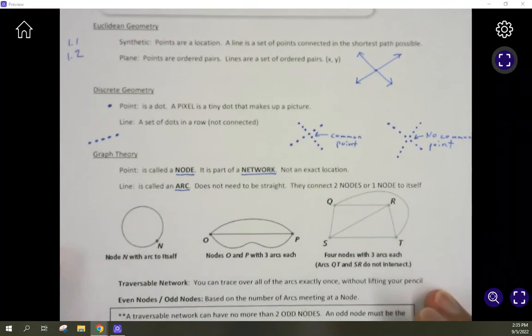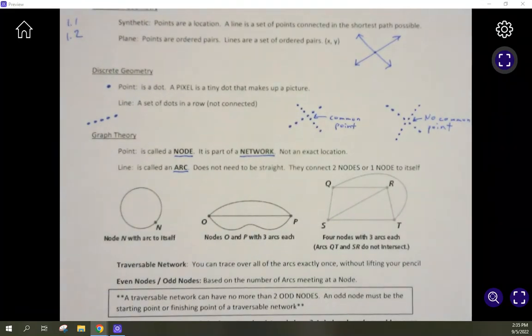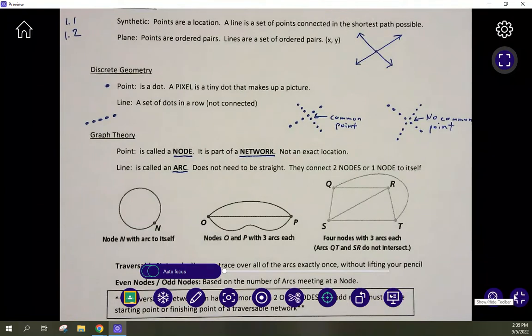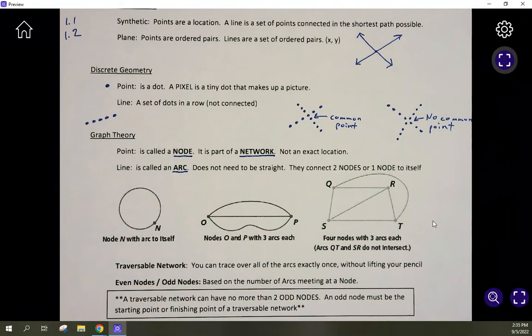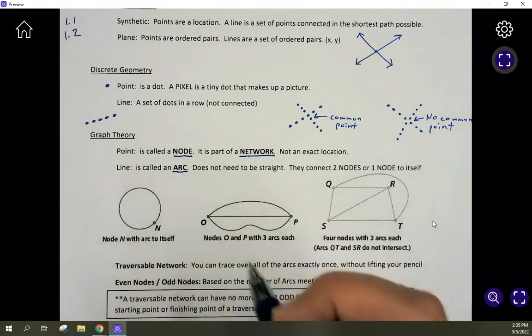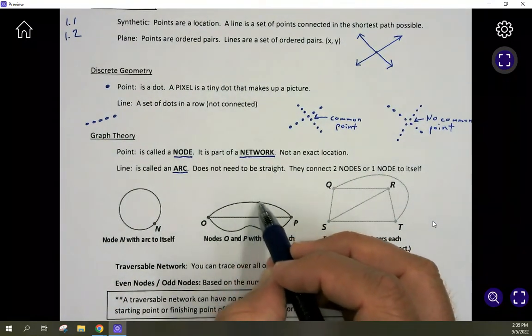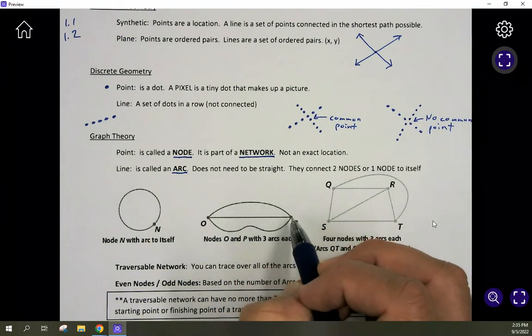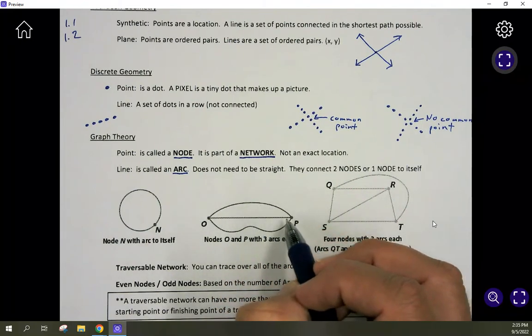And so what we're going to look at on these specifically is if they are traversable or not traversable. There we go. That's a better focus for you. And so if it is traversable, it means you can trace over all of the arcs in this network exactly once without lifting your pencil. So that would be true here, right? I can trace this whole thing without lifting my pencil. Right here, I can trace the entire thing. I will hit the nodes more than once, but each arc, the lines, I will not reuse it more than once.